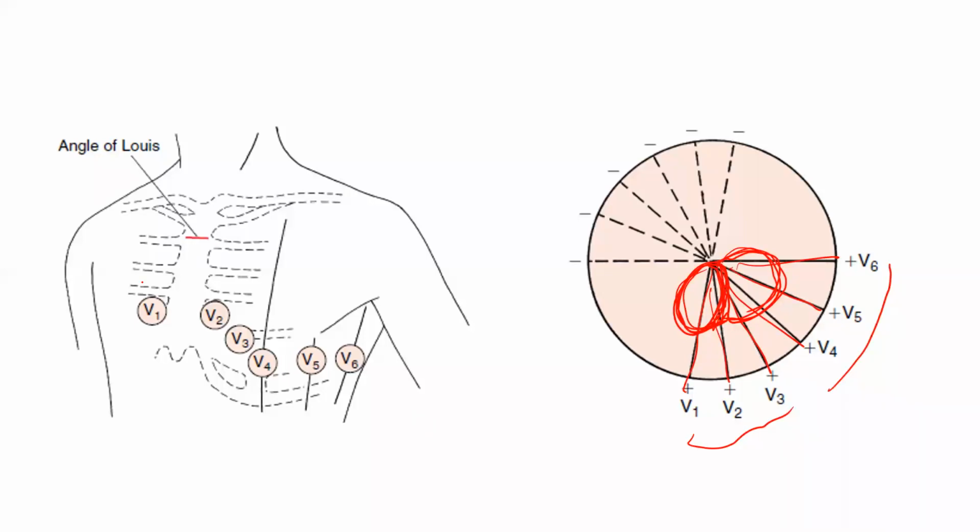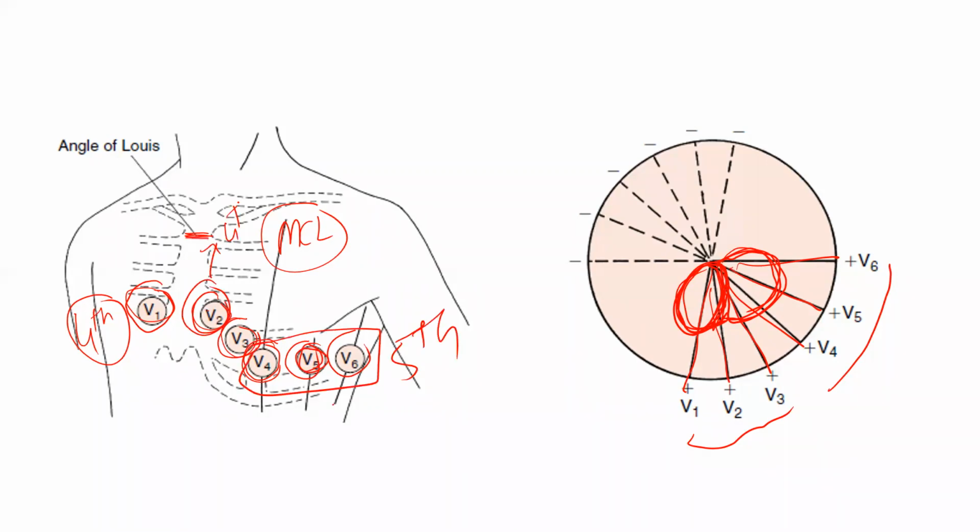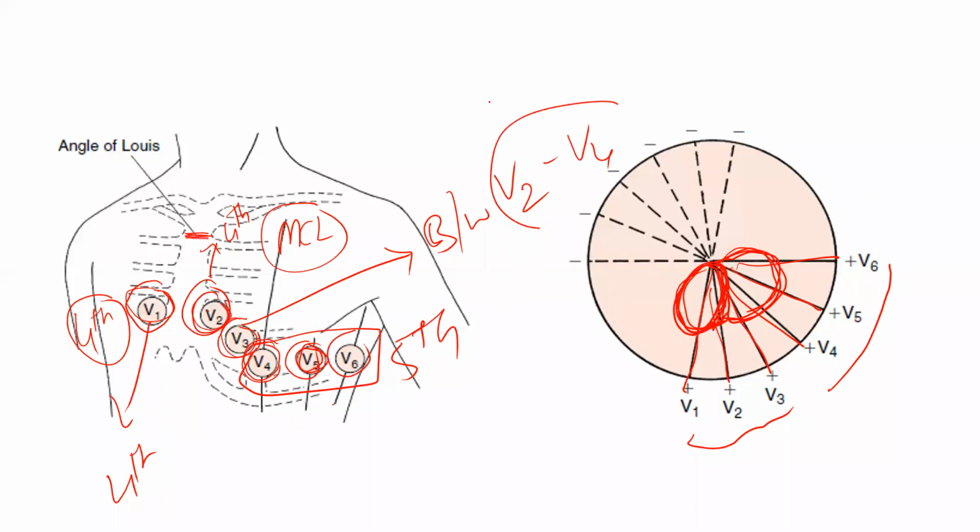Where are you going to place these leads, sir? Here: 1, 2, 3, 4, 5, 6. You mark the Louis angle, then go to the fourth intercostal space on the left side and place V1 and V2 in the fourth. Then in the fifth intercostal space, in the mid-clavicular line, you place V4. Between V2 and V4, you place V3. V5 goes in the anterior axillary line and V6 in the mid-axillary line. So these three are in the fifth intercostal space, and V1 and V2 are in the fourth intercostal space. V3 is between V2 and V4. This is how the leads are placed on the chest.